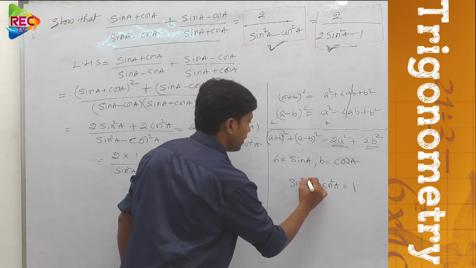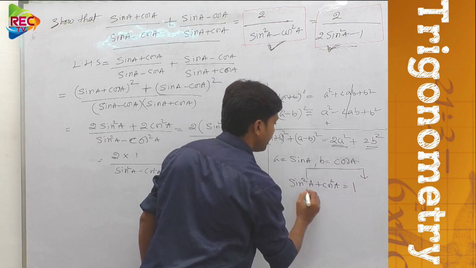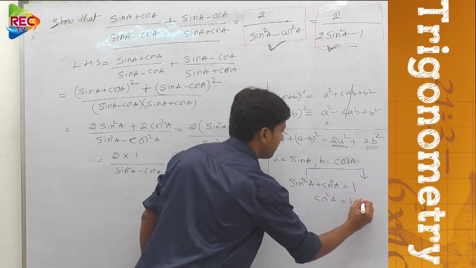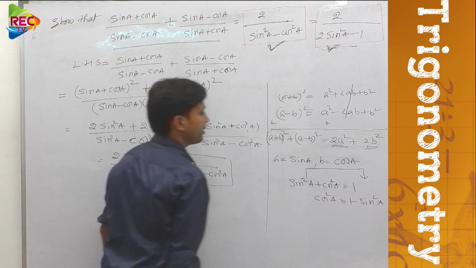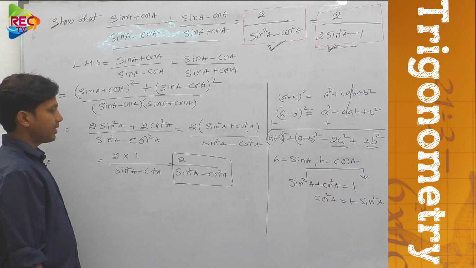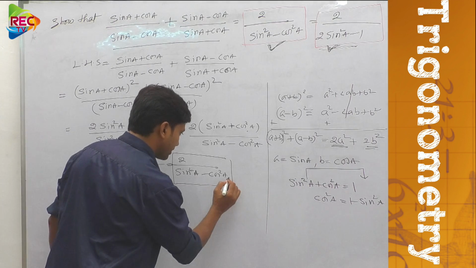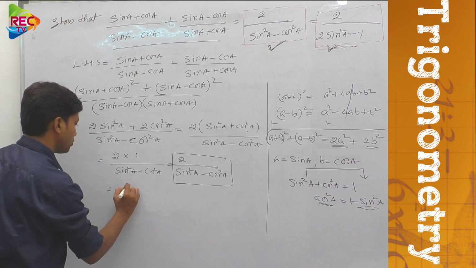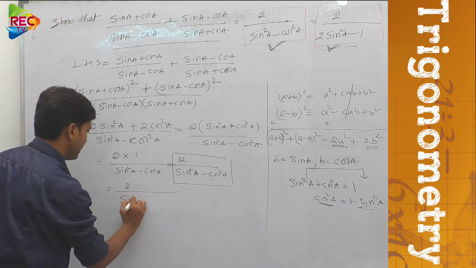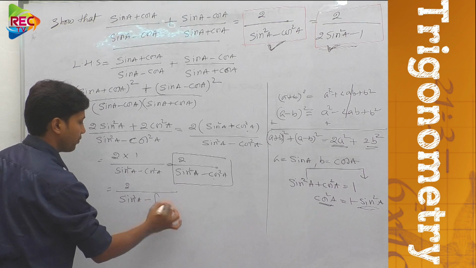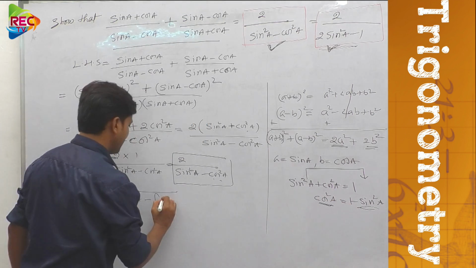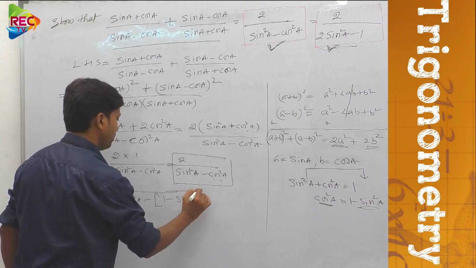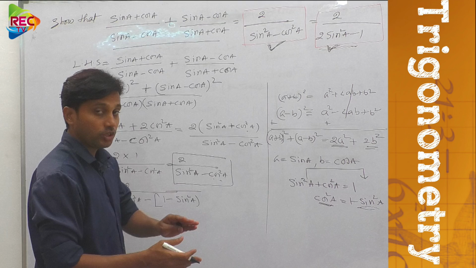So therefore, if you take this sin square A to the other side, that becomes minus, or not? So cos square A equal to 1 minus sin square A. So therefore, put this 1 minus sin square A in place of cos square A here. Then what happens? 2 by sin square A minus of cos square A can be written as 1 minus sin square A. Now the entire expression will be converted into whole sin terms.